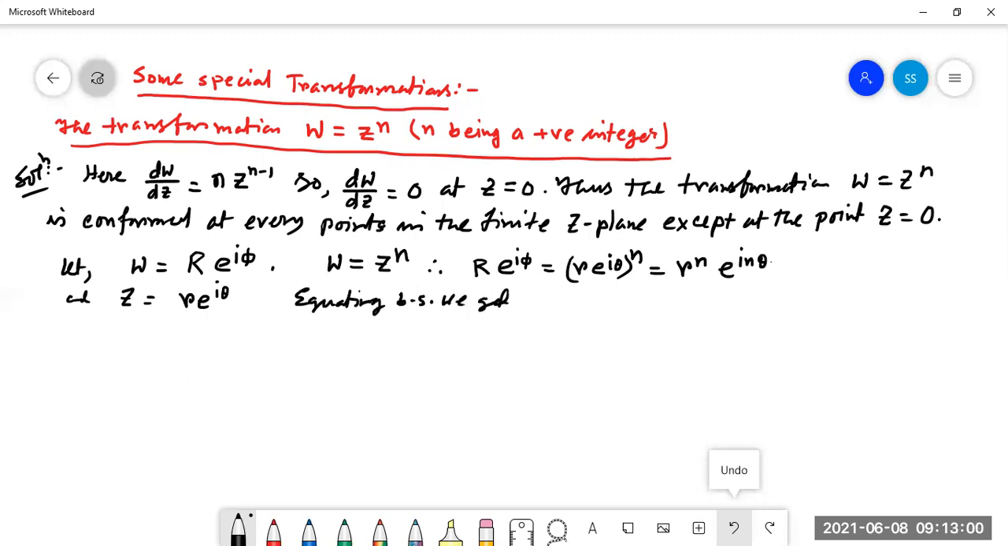we get capital R equal to small r whole to the power n and phi equal to n theta. If we compare the left hand side and right hand side, then we have capital R equal to small r whole to the power n and phi equal to n theta.